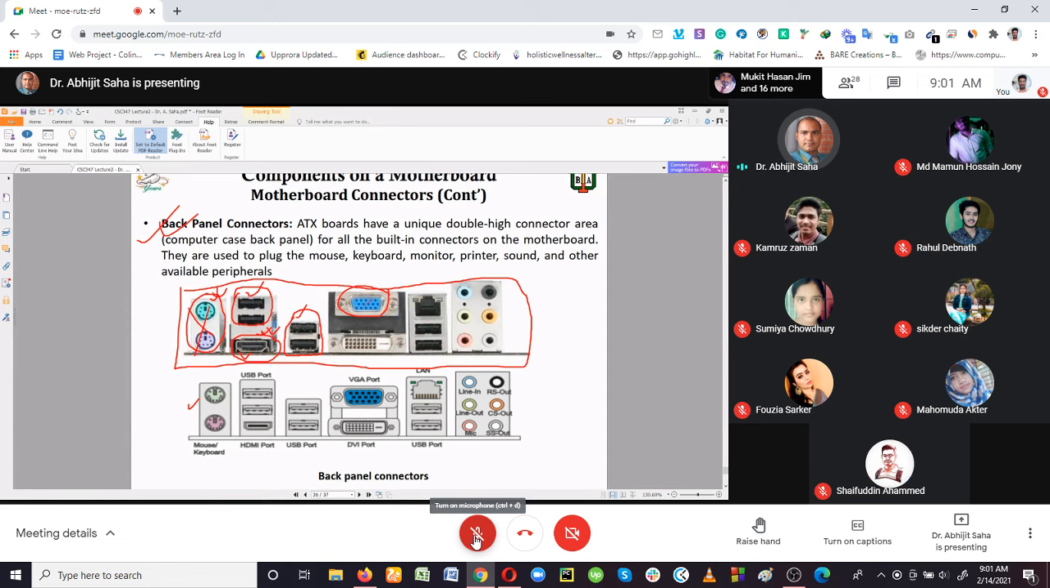With that we are connecting the monitor, the display we have for the desktop computer. A cable will come from the monitor to the motherboard.